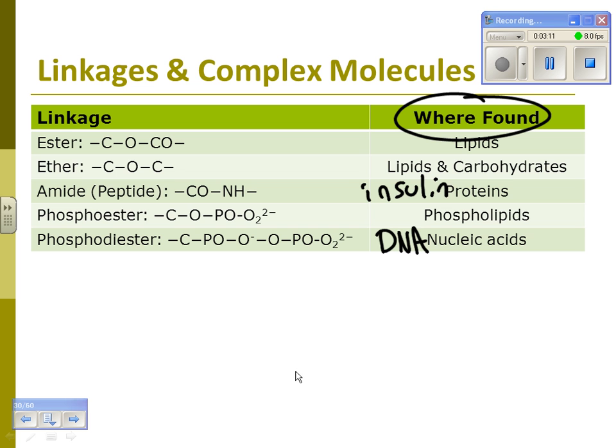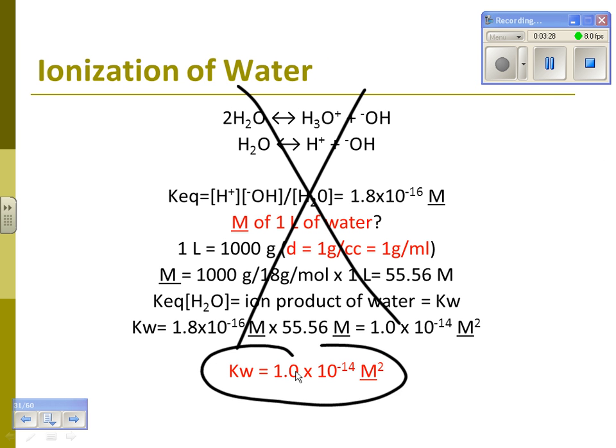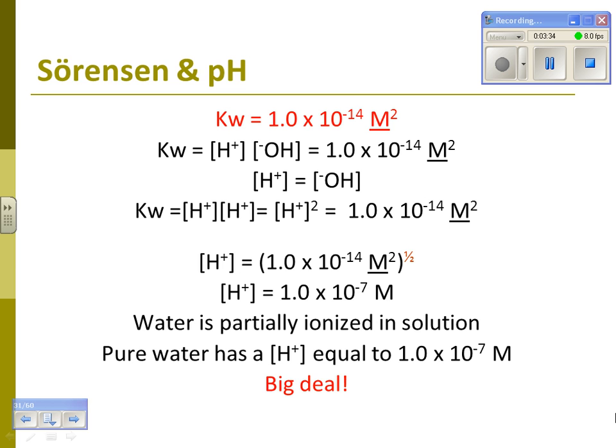Carbohydrates, it'll be something like glucose or fructose, sucrose, will end in ose. So proteins is the one to really look out for there. This is showing proof that the equilibrium constant for water is 1 times 10 to the negative 14. Very important number to know.